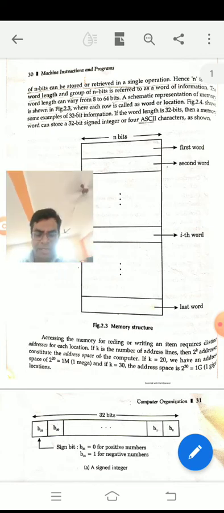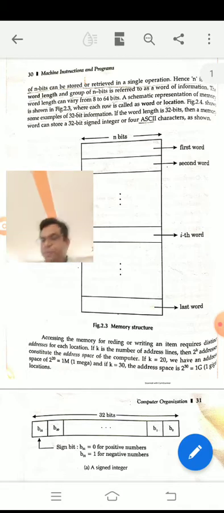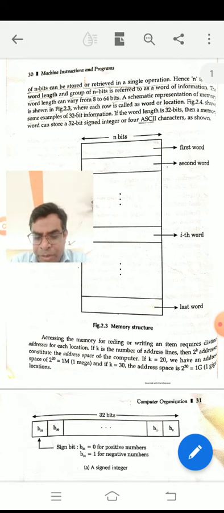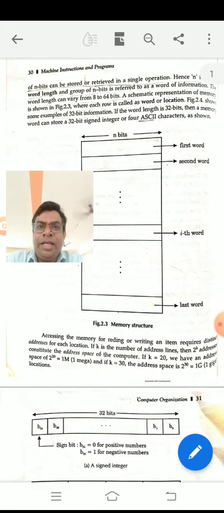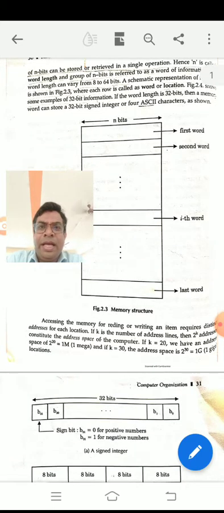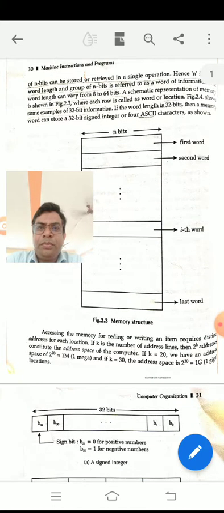Memory is organized such that a group of n bits can be stored or retrieved in a single operation. Hence n is the word length, and a group of n bits is referred to as a word. What is a word? First word, second word. A group of n bits is referred to as a word of information, and that word length can vary from 8 to 64 bits.